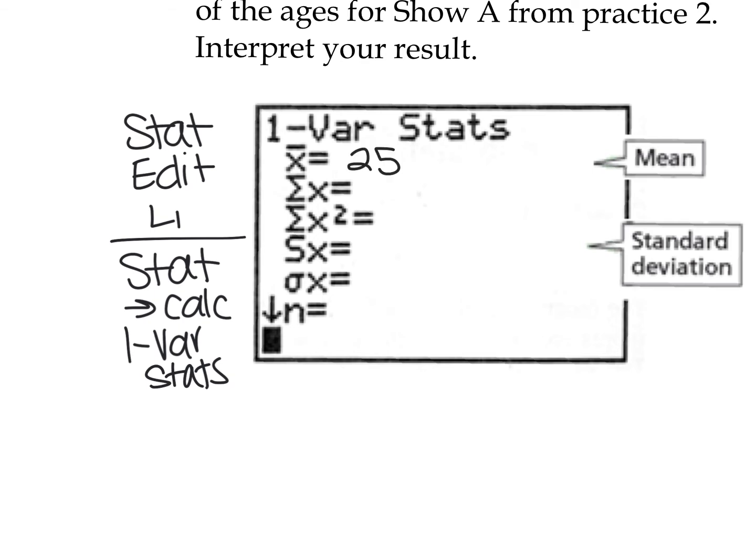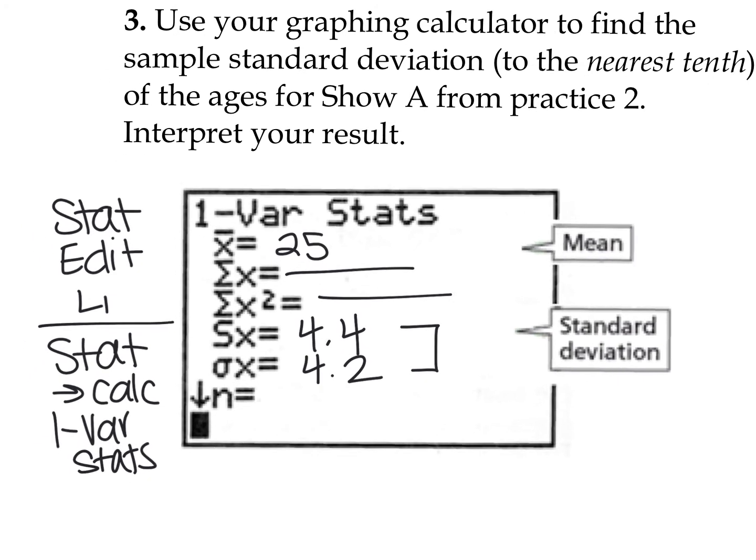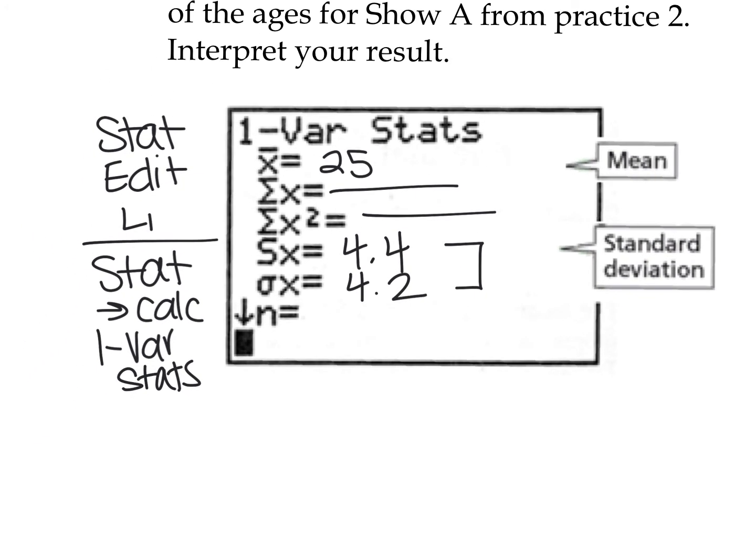All right, so for the mean, I got 25. You don't have to worry about the next two. Then for this one that looks like S with an X, I got 4.39 or 4.4. And then for the one below it, I got 4.2. So these two right here, these are your standard deviation. The top one with an S is sample standard deviation, which is the one that they asked us to find. And then the one below is population standard deviation. So SX, that is your sample standard deviation.